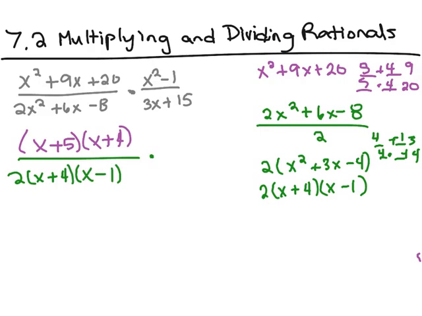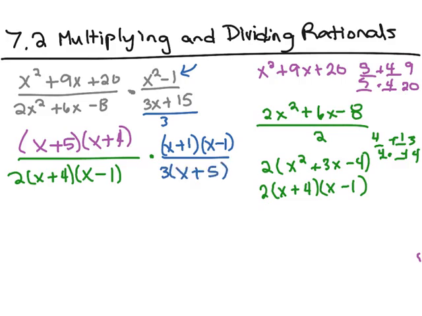And on this side, this is a difference of squares. So we have (x plus 1)(x minus 1), and on the bottom, we can take out a common factor. So we have 3(x plus 5).